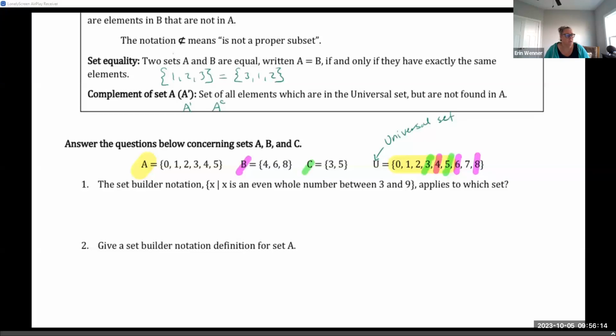Okay. So for number one, it says the set builder notation X such that X is an even whole number between the numbers 3 and 9. And I want you to tell me which set does it apply to? What set am I describing? Am I describing set A, set B, or set C? Which of those 3 sets would be described by X such that X is an even whole number between 3 and 9?